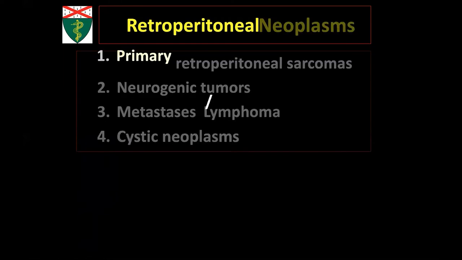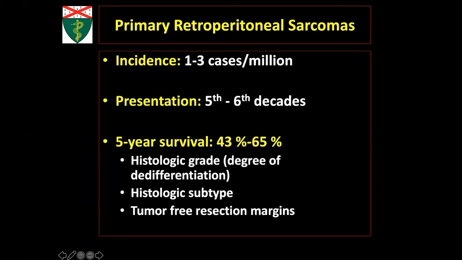So, starting with sarcomas. The good news is that sarcomas are very uncommon. You can see an incidence of 1 to 3 cases per million. But the bad news is that when they do occur, they almost always are malignant. About 80% of them will be malignant. They tend to present in patients around the 5th or 6th decades of life, and they're rather large when they present, oftentimes more than 10 centimeters.